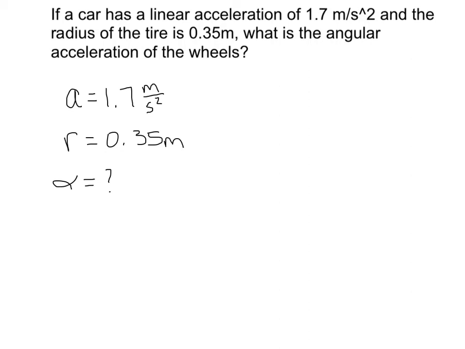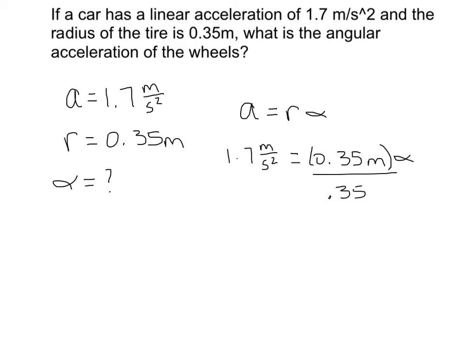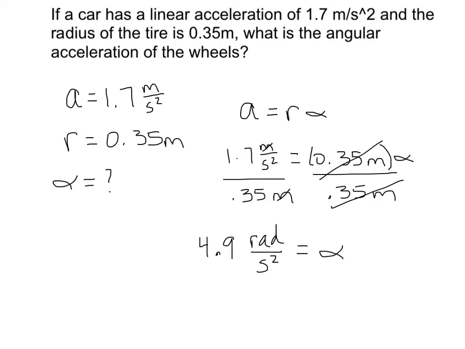So in order to find this, our formula is going to be linear or regular acceleration is equal to radius times alpha. So we're going to plug in 1.7 meters per second squared on the left, 0.35 meters times alpha on the right. We're going to divide by 0.35 meters on both sides. When we do that, the meters are going to cancel, and that's going to leave us with units of radians on top divided by second squared, and your number when you divide 1.7 over 0.35 should be about 4.9, and that's equal to angular acceleration.